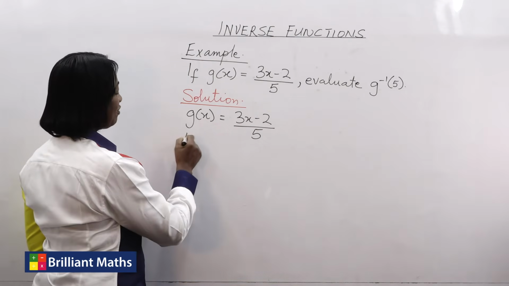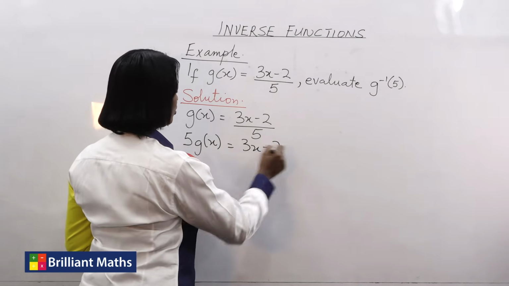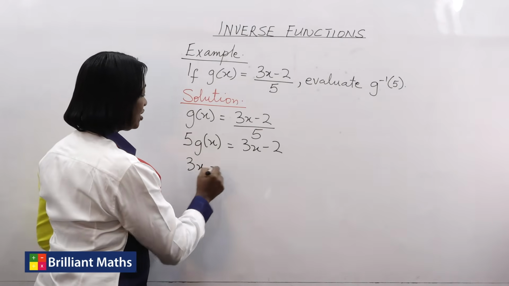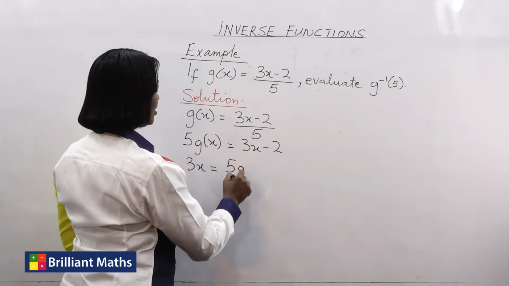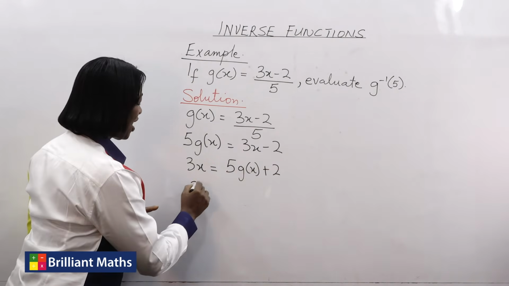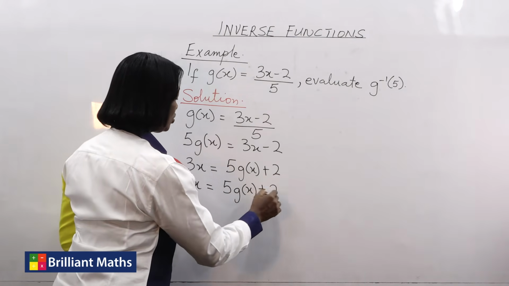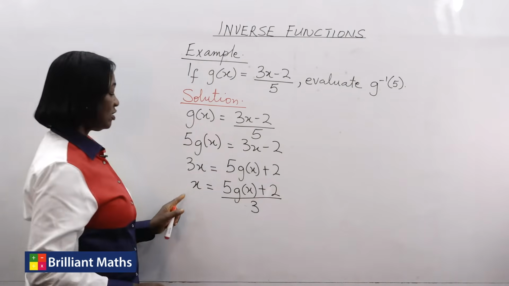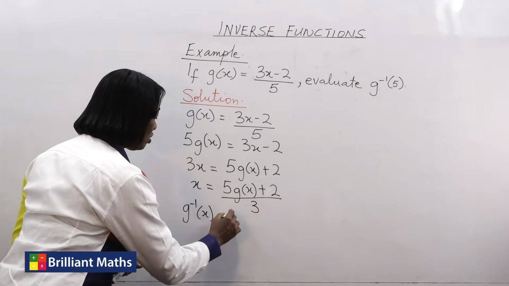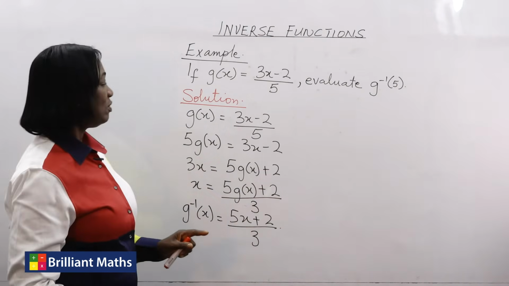So we'll cross multiply, we have 5 g of x is equal to 3x minus 2. We want to make x the subject, so 3x is equal to 5g of x plus 2. So that x is equal to 5g of x plus 2 over 3. So that's the inverse now. So we swap g inverse of x is equal to 5x plus 2 over 3. We are done with that.